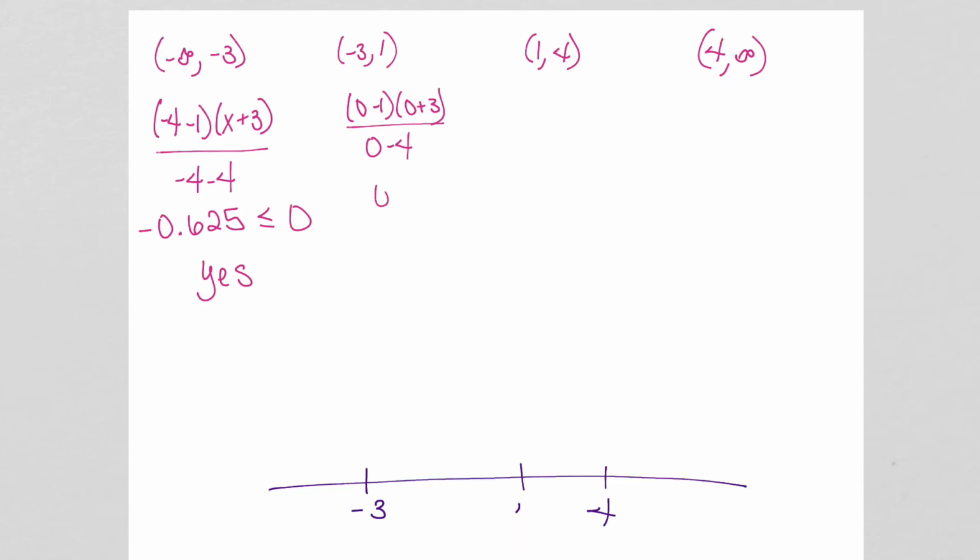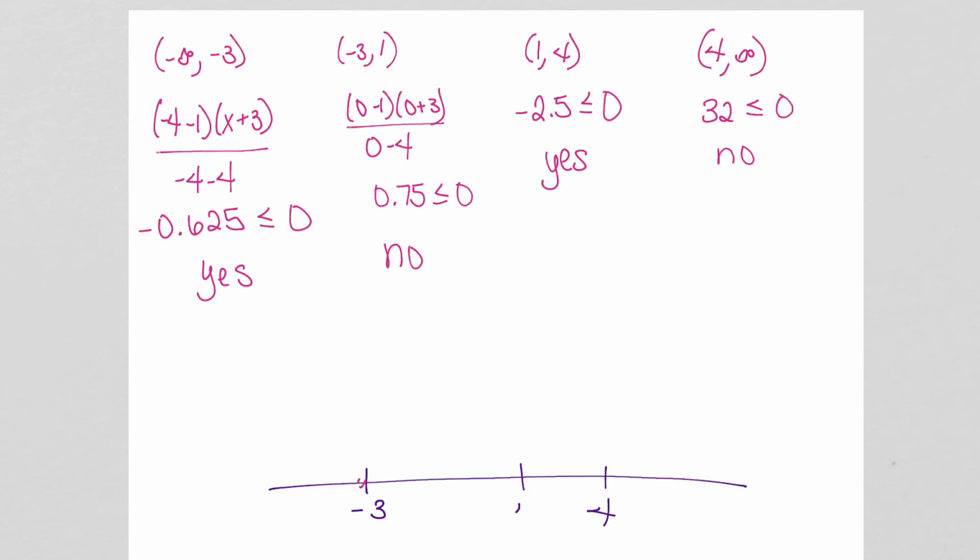You get 0.75. Is that less than or equal to 0? No. Between 1 and 4, I've used 2, and after plugging it in, you get negative 2.5. Is that less than or equal to 0? Yes. And for 4, I used 5. When you plug that in, you get 32, and that is not less than or equal to 0.